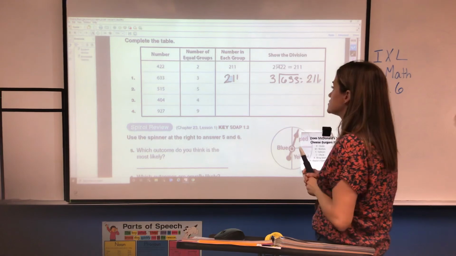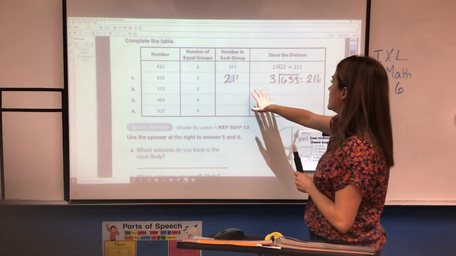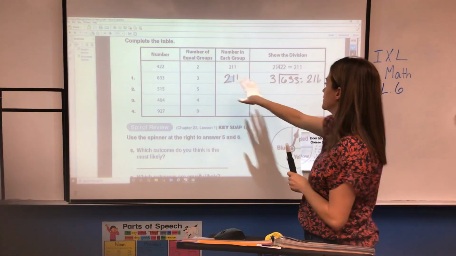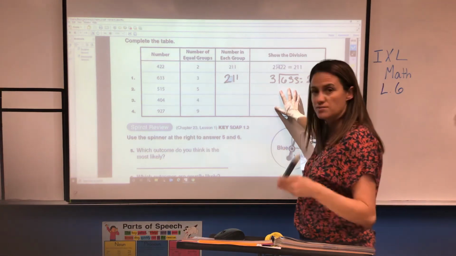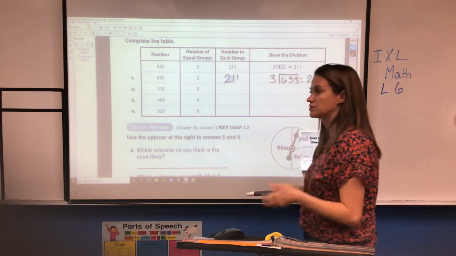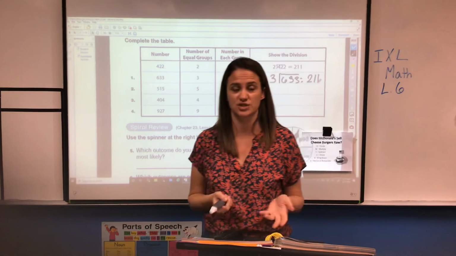All right, so once you've done these problems, go ahead and insert your quotient here, show the division problem that you set up with your answer there. When you're done, you could take a picture of it and send it to your teacher.